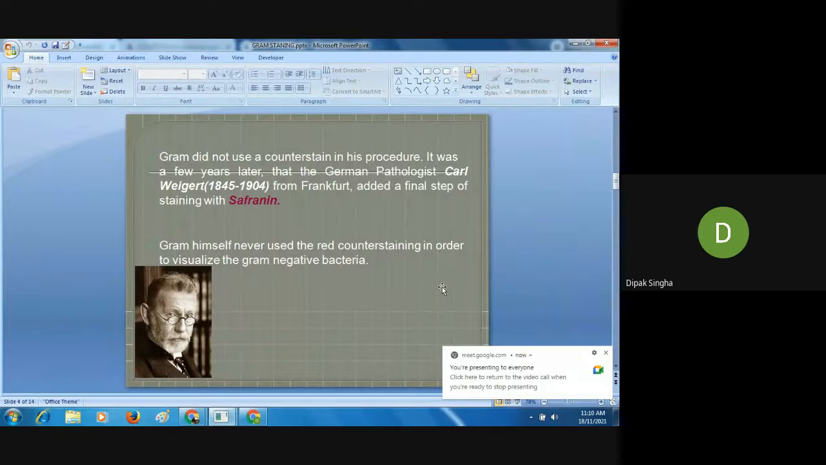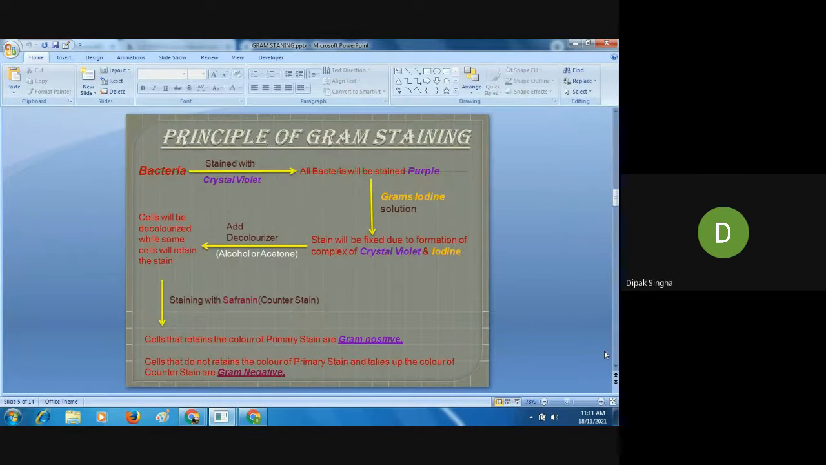So Gram himself never used the red counter stain like safranin. Actually safranin is red and crystal violet is the violet color, in order to visualize the gram negative bacteria. Okay, these are the basic principles.